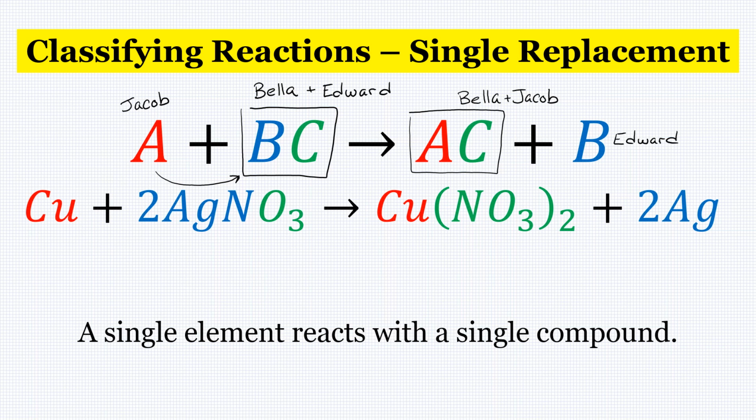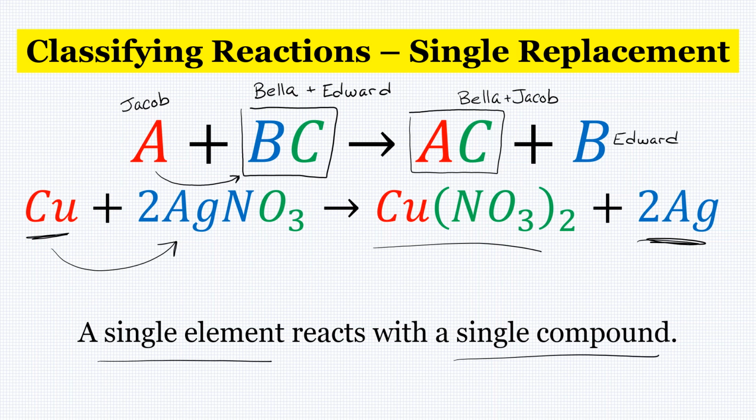So when we have a single replacement reaction, another ion comes in and knocks out one of the ions in the compound to create a new compound, and what gets knocked out is left over. So in this example, we've got copper. Copper really wants to come in here. So copper replaces our Ag in this case, and we have a brand new compound with just copper. So in single replacement, you have a single element and it reacts with a single compound.